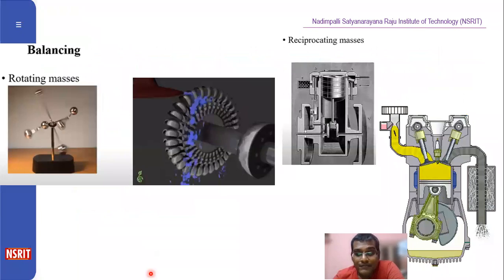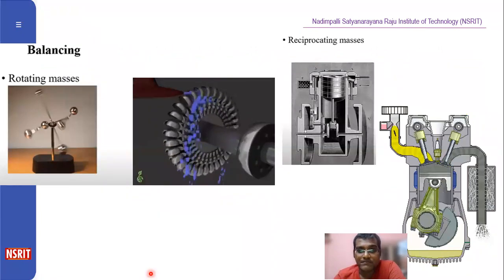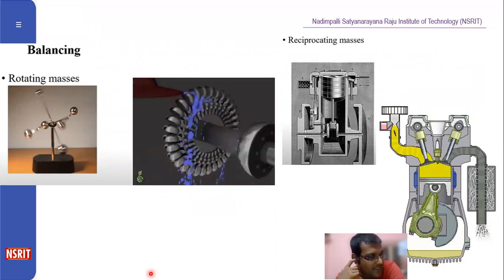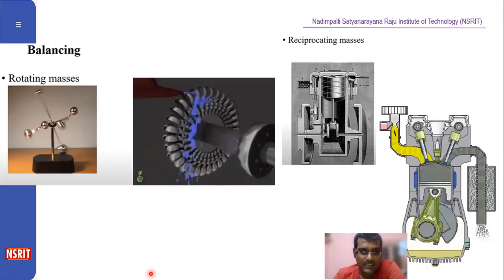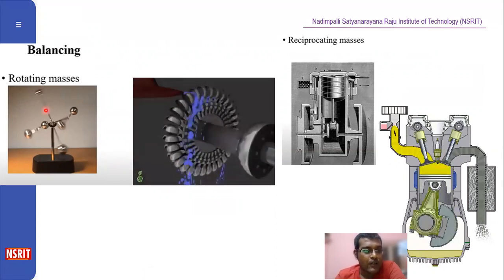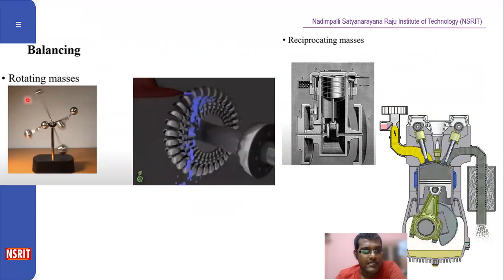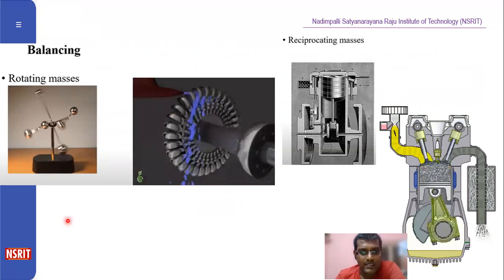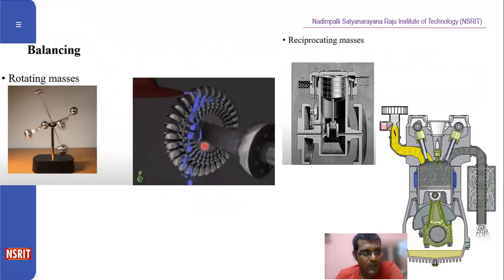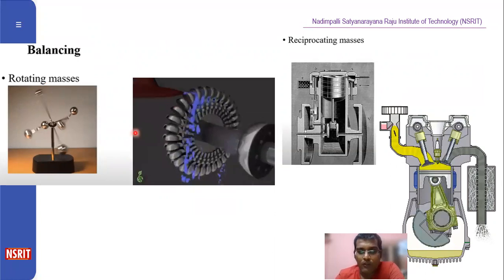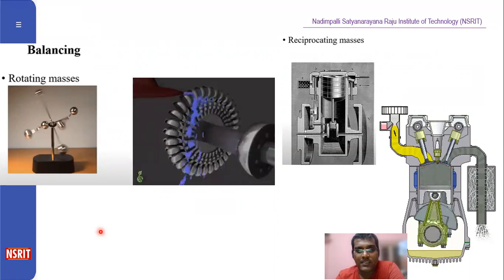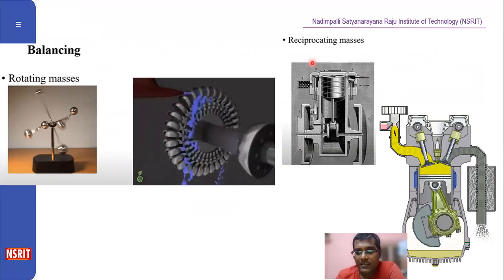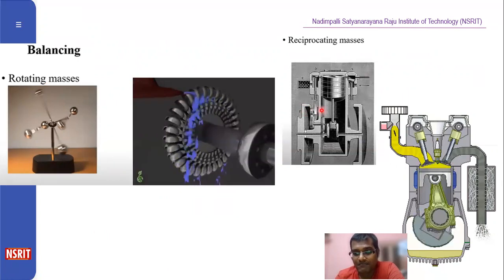These are the applications. The first one is the rotating masses. These two are the examples. See, this is the turbine blade. These two are the rotating masses. Here you have to balance the rotating masses. This is the reciprocating engine, so reciprocating parts should be balanced.